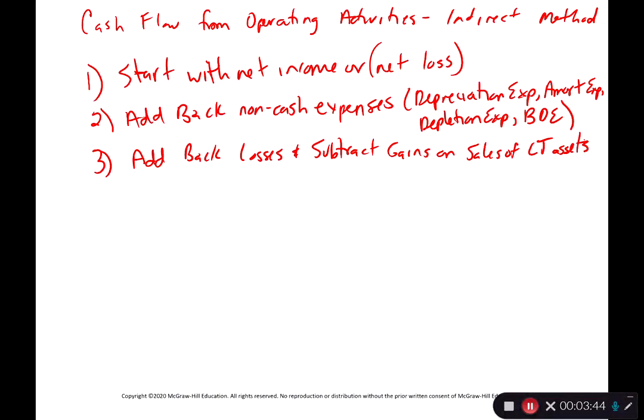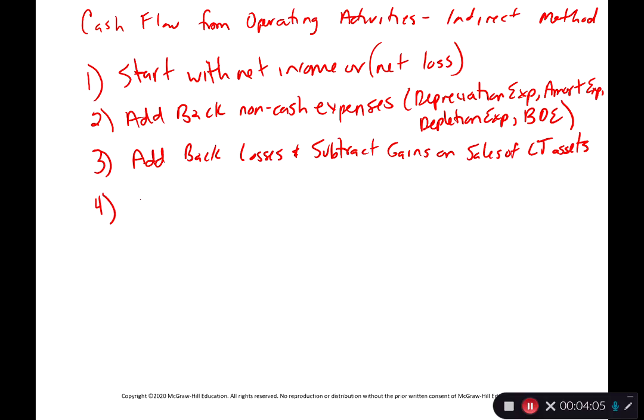So losses make net income go down. So to kick them out, you add it back. Gains make income go up, so to kick those out, you subtract them. Basically, what step 3 does is it erases losses and gains because it doesn't belong in the operating section. It belongs in the investing section.